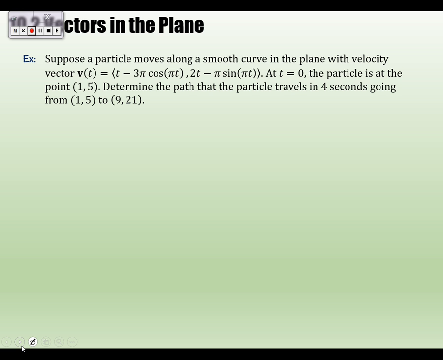All right. So determine the path the particle travels in 4 seconds, going from (1, 5) to (9, 21). I don't know that those other pieces of information are going to be very important for us, but we'll see. What are we trying to find? We're trying to find the path the particle travels. By that we mean the position. That's what this is asking for. We would like to know what the position vector is.